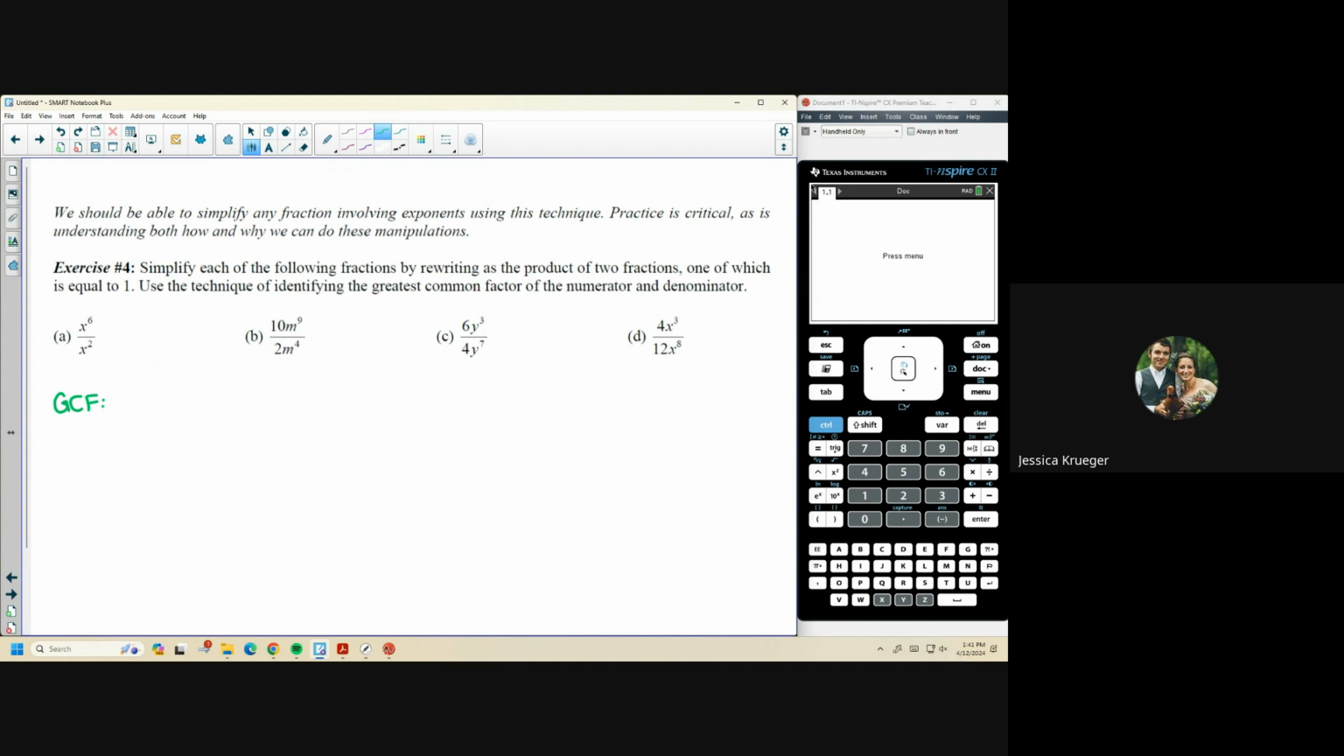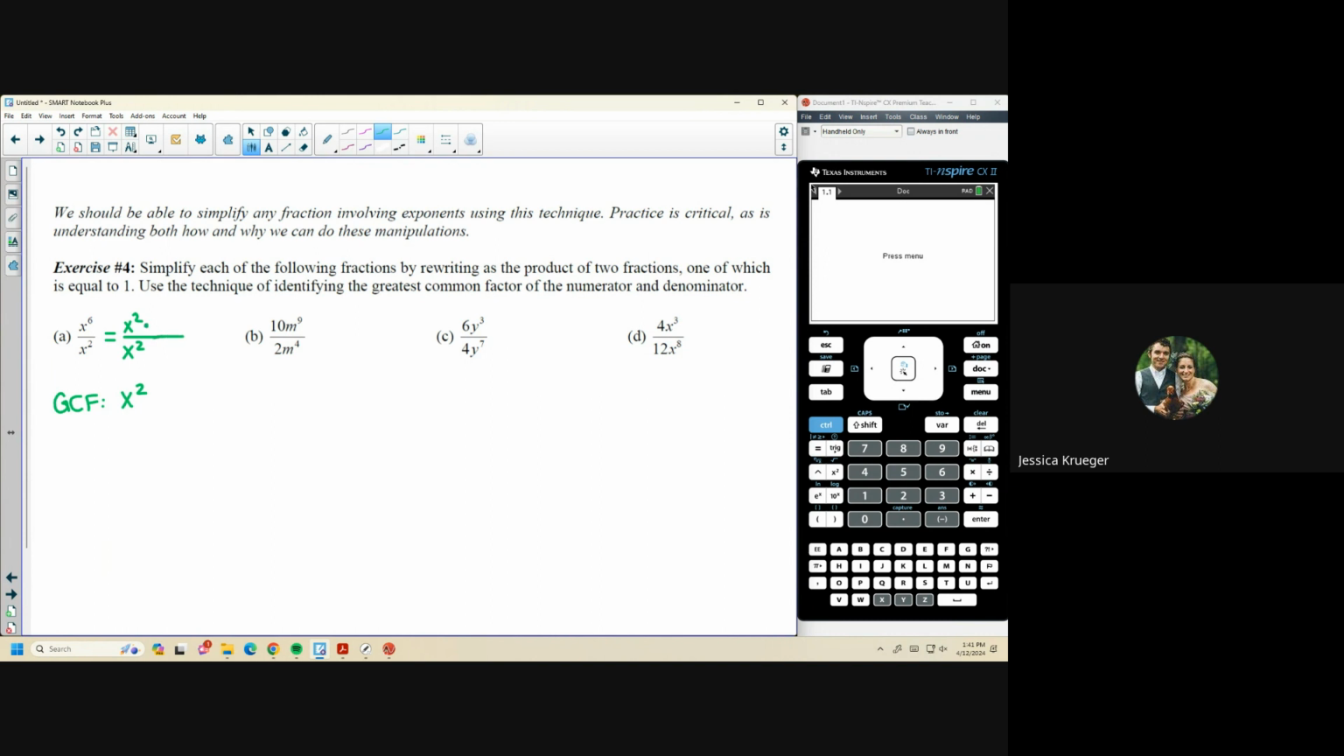So for part A, I've got x to the sixth over x squared. What's the largest factor of both of those? Well, x to the sixth is 6 x's. X squared is 2 x's. So what do they have in common? It would be x squared. So the first thing I'm going to do is rewrite my numerator and my denominator as x squared times something.